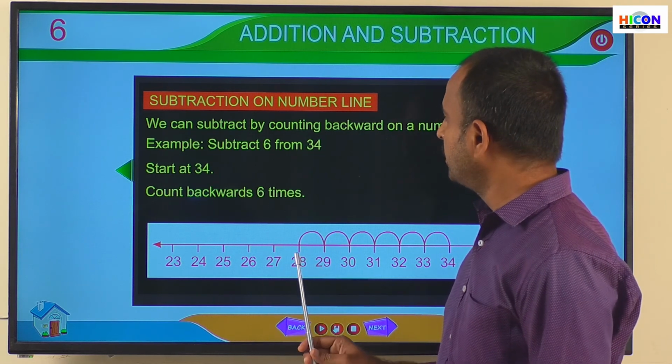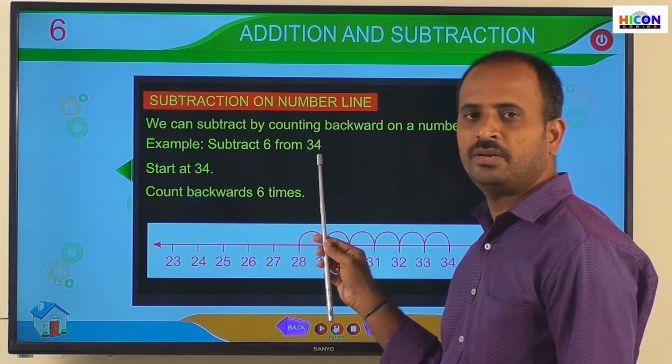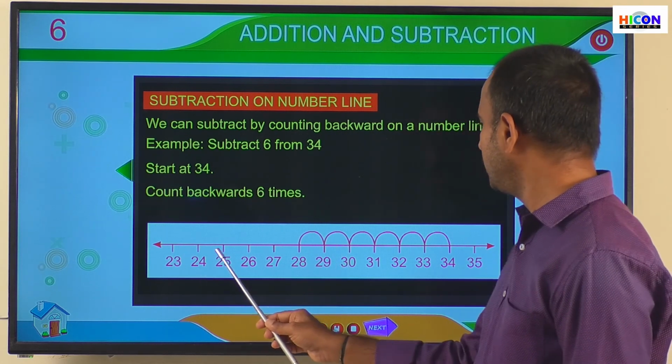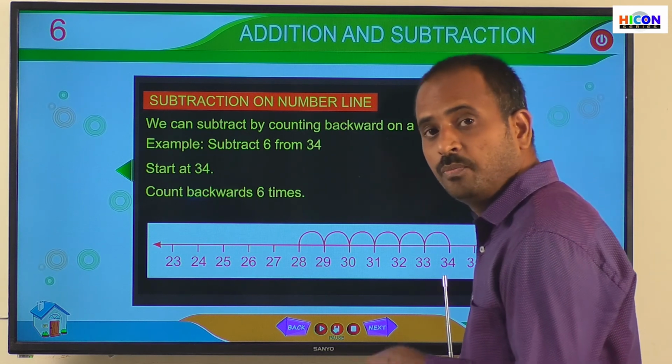So now, what is the greater number here? 34. This is the first number. So start from 34 on the number line. So where is the 34 here, children? So here is the 34. And now we have to move backward.